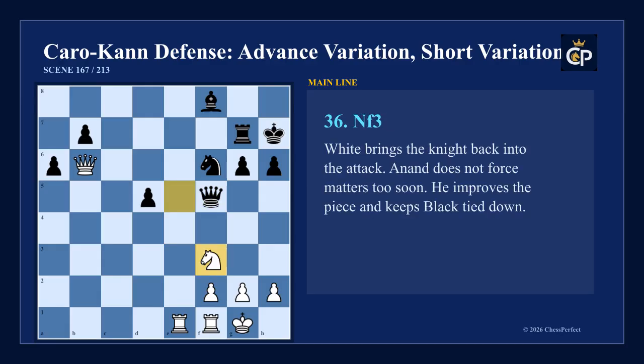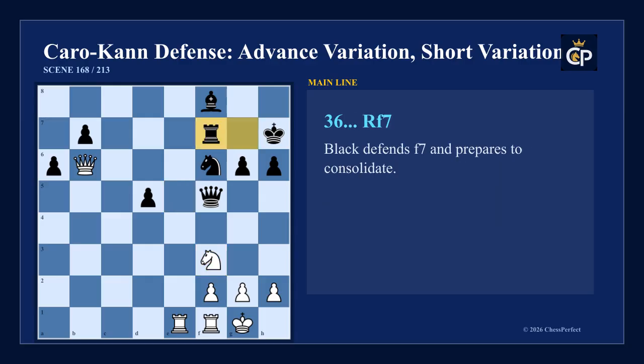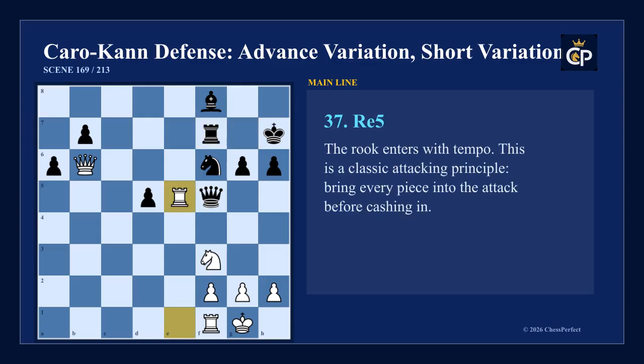Knight f3. White brings the knight back into the attack. Anand does not force matters too soon. He improves the piece and keeps Black tied down. Rook f7. Black defends f7 and prepares to consolidate. Rook e5. The rook enters with tempo. This is a classic attacking principle, bring every piece into the attack before cashing in.